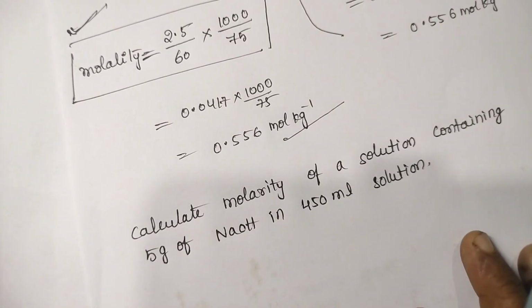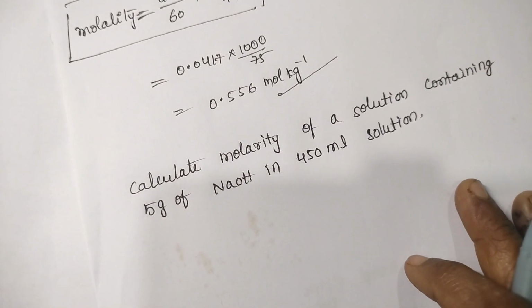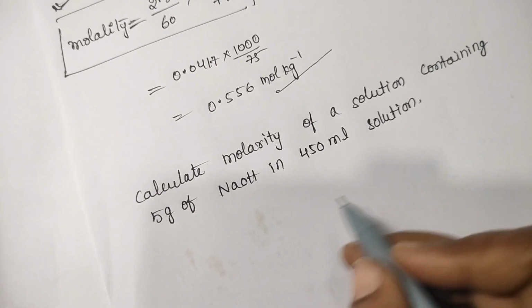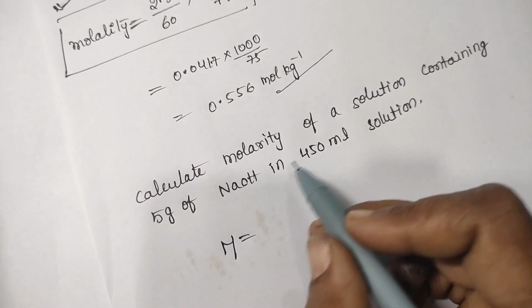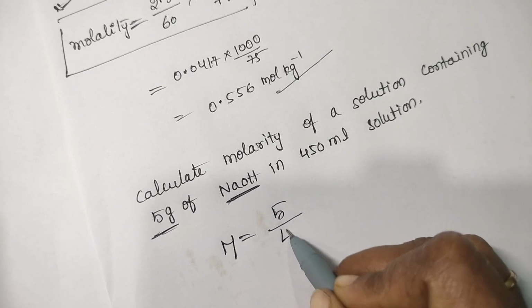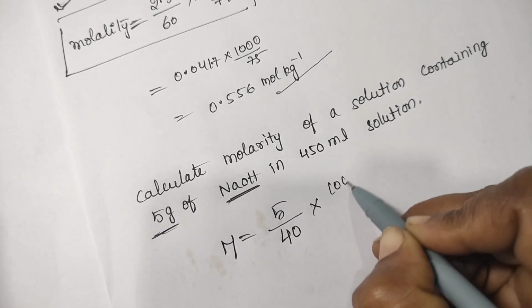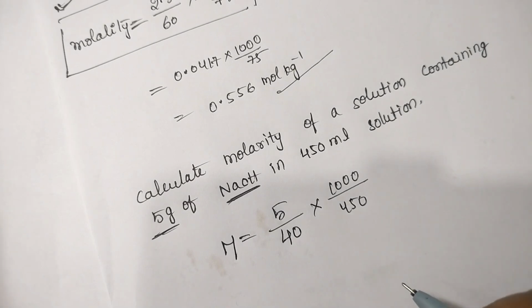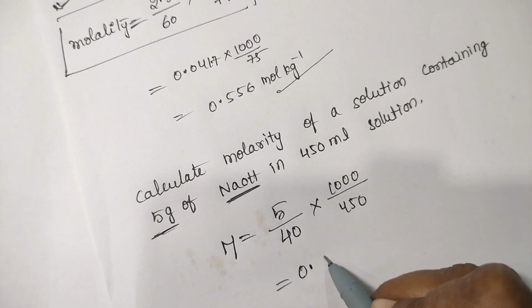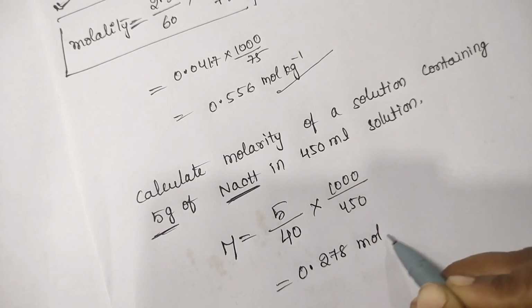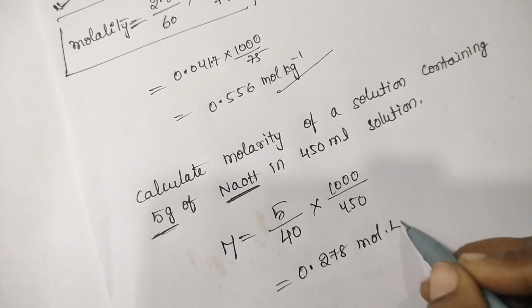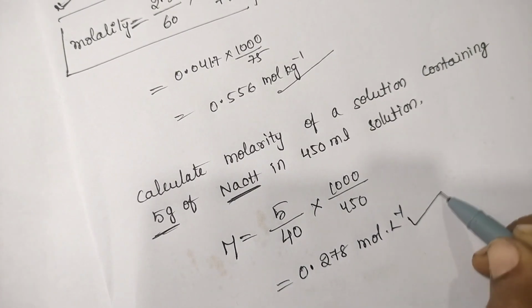Now the next question is, this is also a simple question. Calculate molarity of a solution containing 5 grams of NaOH in 450 ml solution. So molarity is equal to weight. What is the weight? 5 grams by what is the mass of NaOH? That is 40 into 1000 by 450 ml. So now if we calculate this one, we will get 0.278 moles liter inverse. So this is the answer.